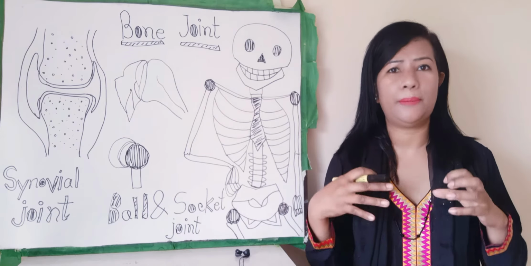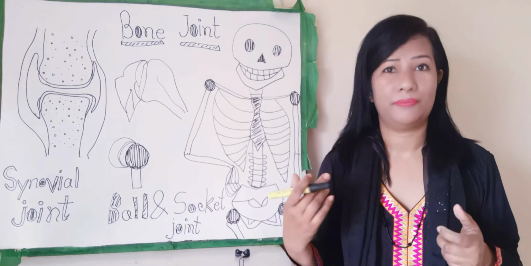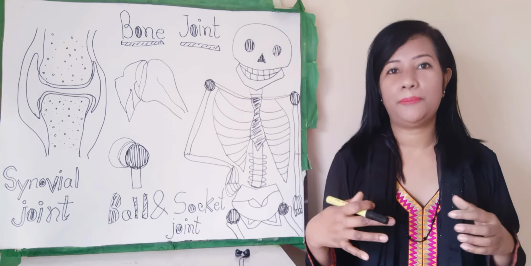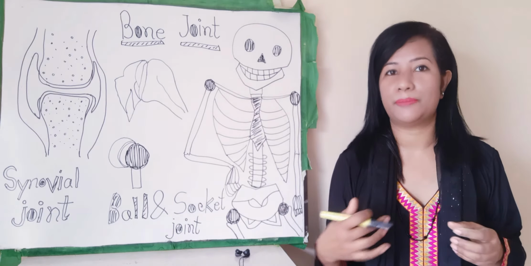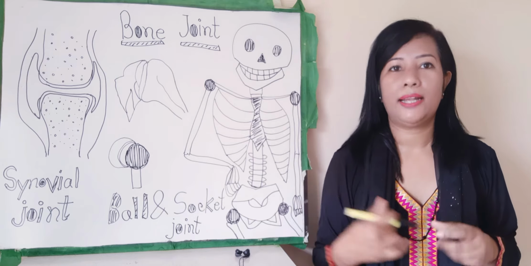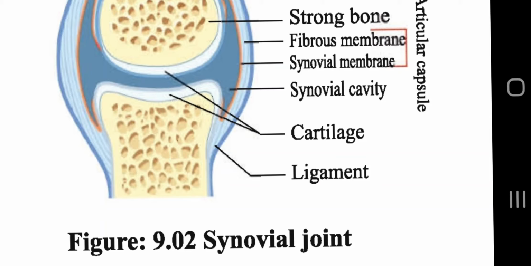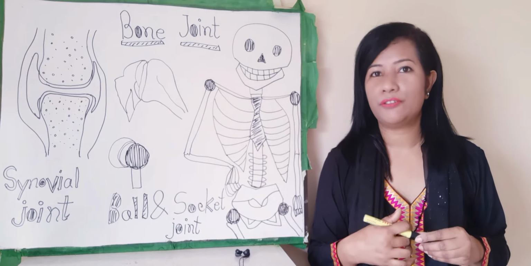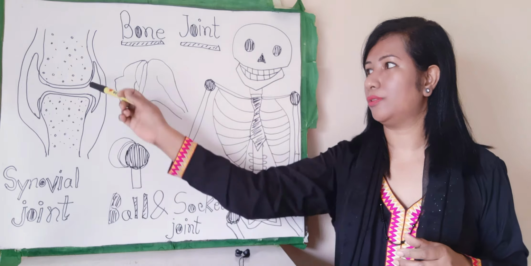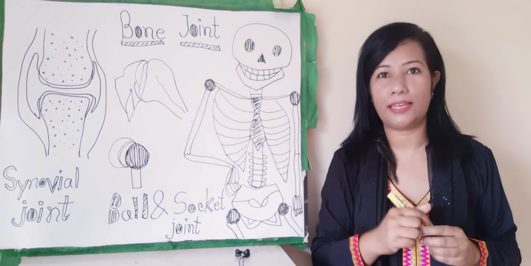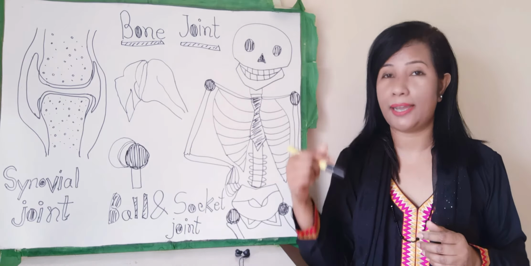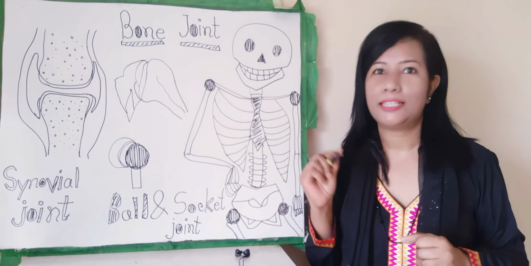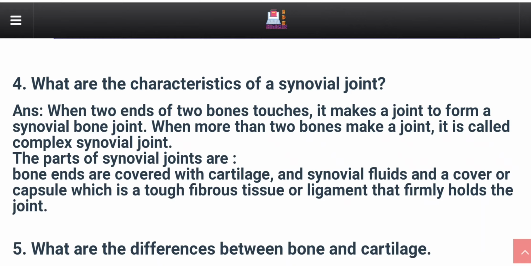Why do we need joints? Joints help in the movement of limbs, and when two ends of two bones touch, they make a joint to form a synovial joint. This is a synovial joint. You need to draw a diagram and color it. It can help you to understand the topic.